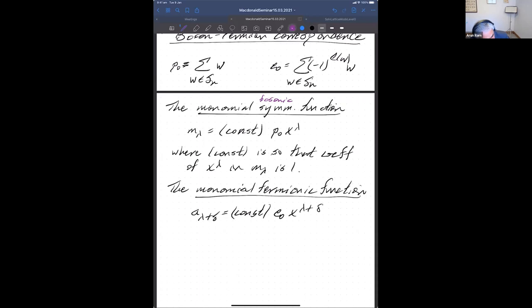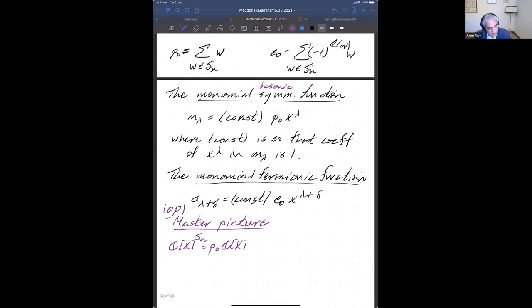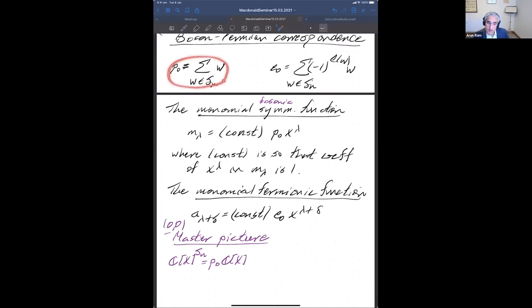Okay, this is now the master picture. So I like to package everything into one very beautiful correspondence. The first thing is that if I take S_n invariants, that's symmetric functions. And symmetric functions is, of course, equal to P0 C[x], because P0 is the symmetrizer. So if I symmetrize my polynomials, I get symmetric polynomials, all right?